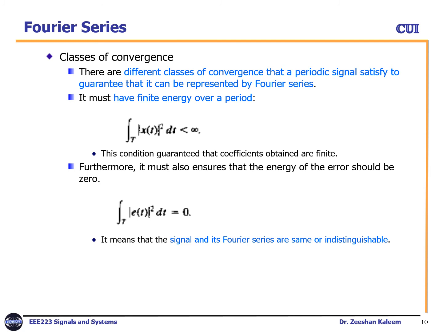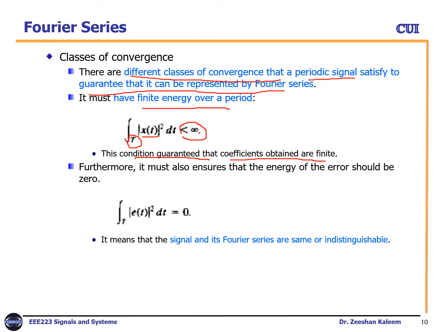So, classes of convergence. There are different classes of convergence that a periodic signal can satisfy to guarantee that it can be represented by a Fourier series. There can be different classes, and if one of them is satisfied, it means that the signal is converging. For example, it must have a finite energy over a period. If you have a given period, for example T, and you calculate the energy of that signal, and it comes out less than infinity, it means that it's converging. This condition guarantees that the coefficients obtained are finite.